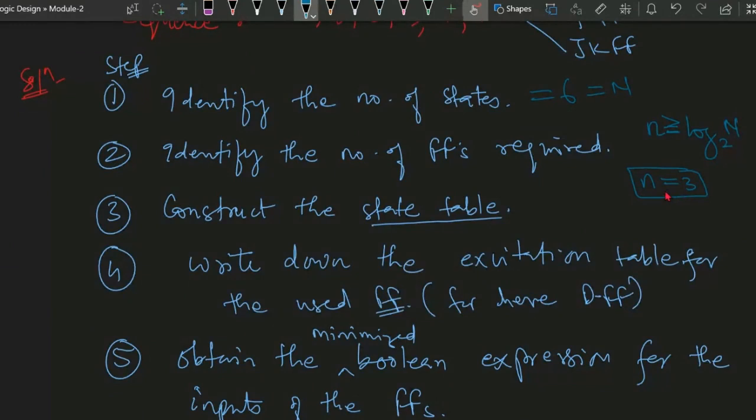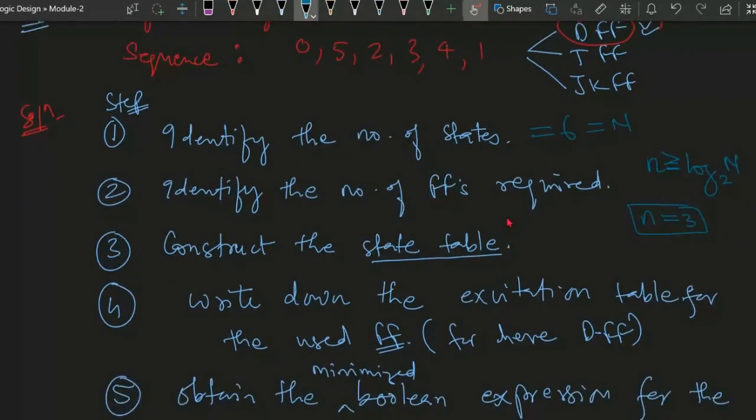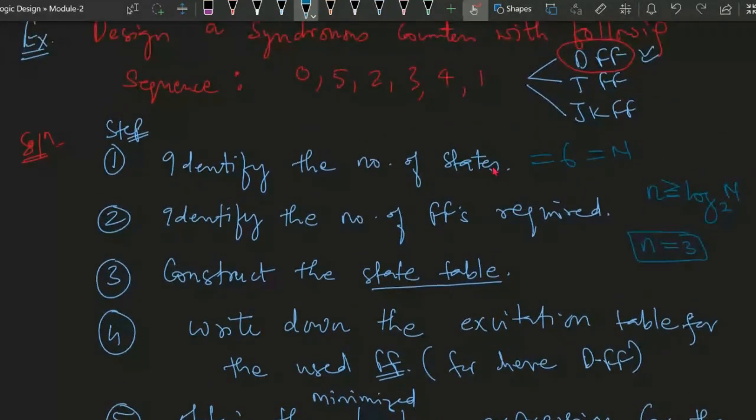That means it will be a 3-bit counter. So 3 bits will be used to represent one state. What are the states? They are 0, 5, 2, 3, 4, 1. After 0, it should be 5.